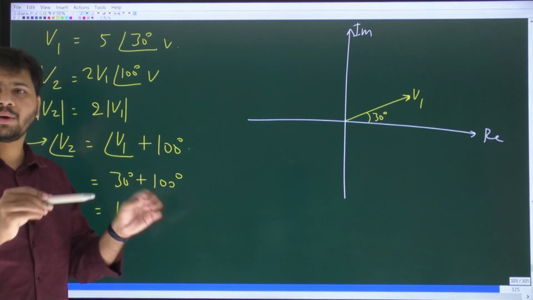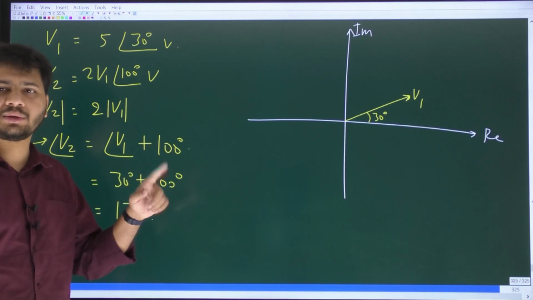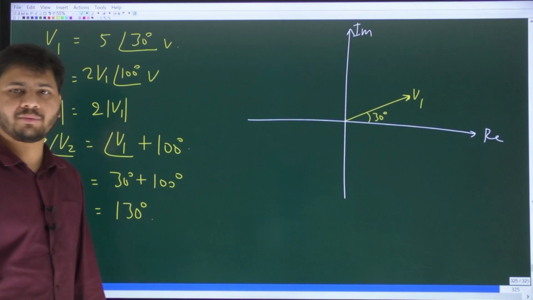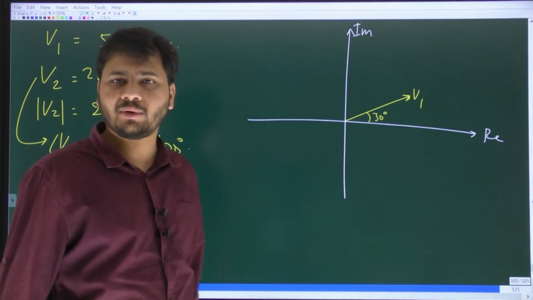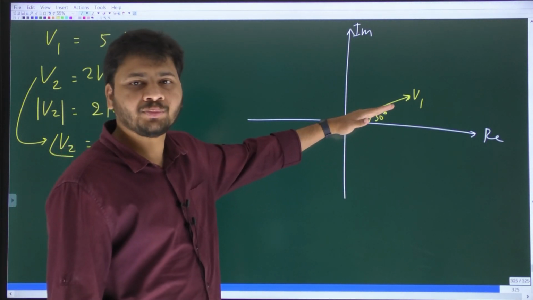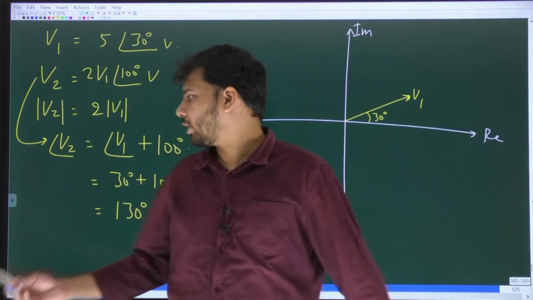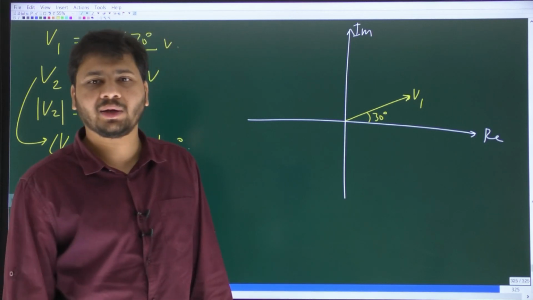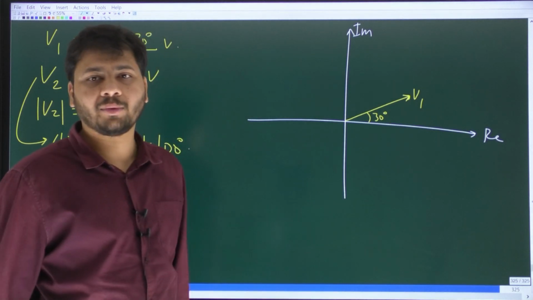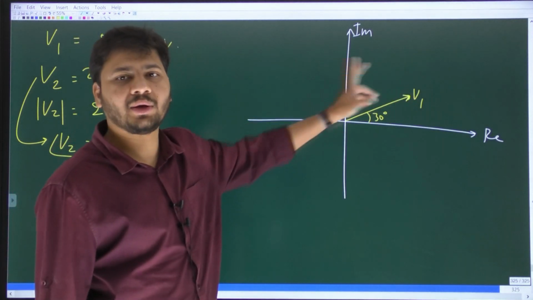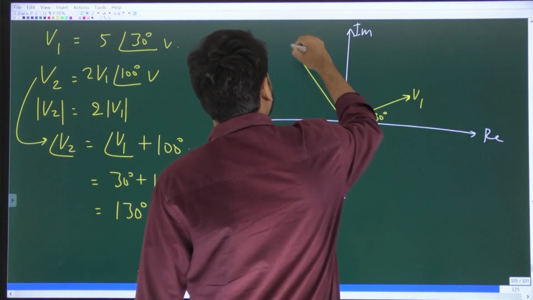V2 is 2V1 angle 100 degrees. Rotate V1 by 100 degrees in the anti-clockwise direction. Then you double the length of V1, you will get V2. Already V1 is at an angle of 30 degrees with respect to the positive real axis. If you rotate V1 by a further angle of 100 degrees, the net angle will become 130 degrees like we wrote here. Angle 130 degrees lies in the second quadrant. And its length will be 10 units. V1's length is 5 units, V2's length would be 10 units, at 130 degrees. So it will be like this.